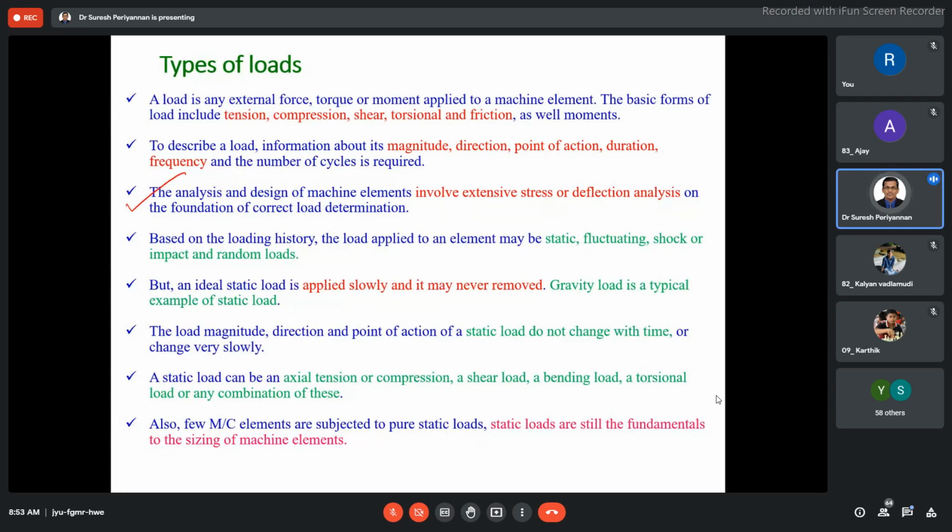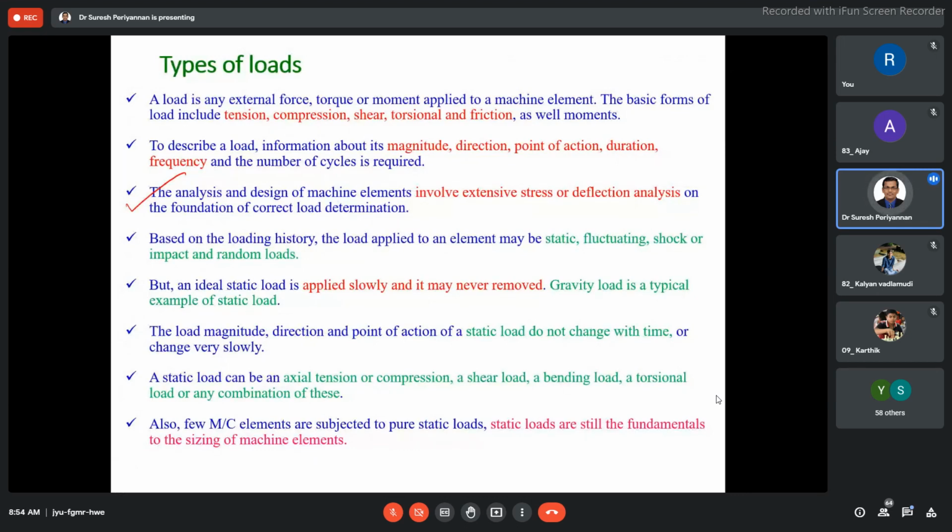Fluctuating load, impact, and random load we will see briefly in the upcoming slides. But in this chapter, our attention is more on ideal static load. An ideal static load is applied slowly and may never be removed. For example, gravity load, based on the weight of the machine or component, is a typical example of a static load.